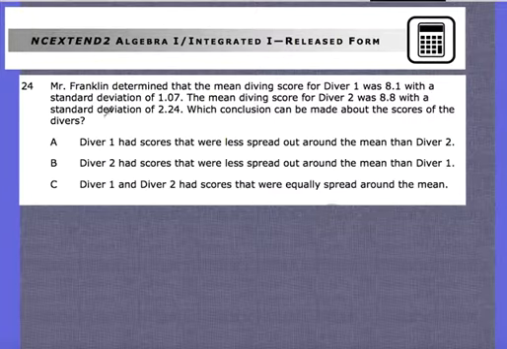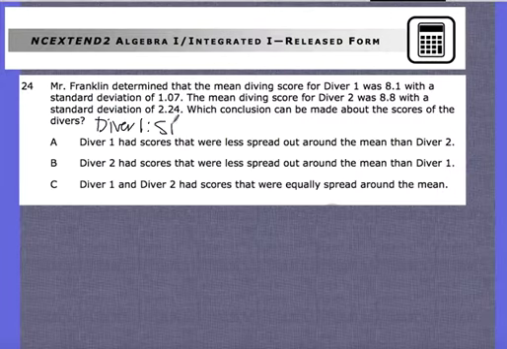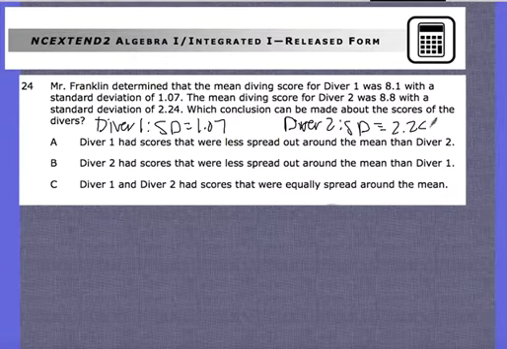So remember that the standard deviation is the spread around the mean. So if a number is smaller, that means it's less spread out than a number that's bigger. So for diver 1, the standard deviation was equal to 1.07. For diver 2, the standard deviation was equal to 2.24, which means that diver 1 had a smaller standard deviation and therefore was less spread around the mean.